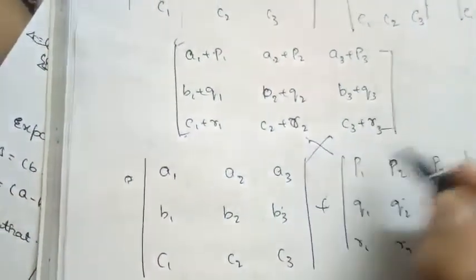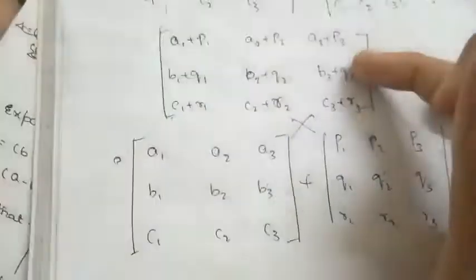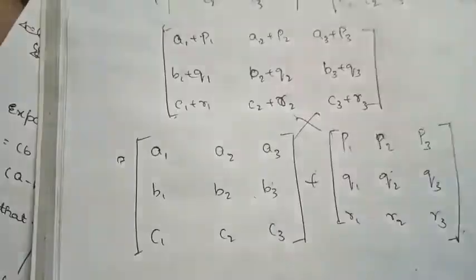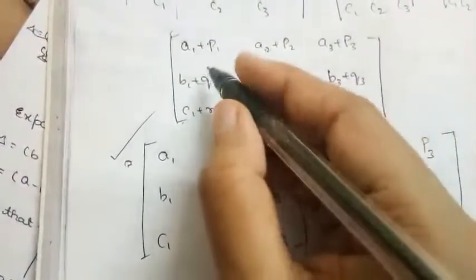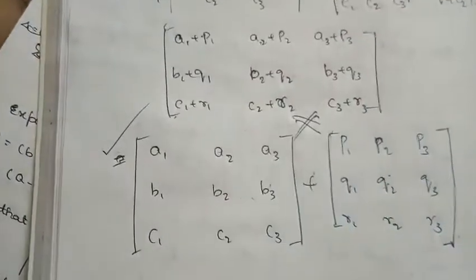Suppose it is a matrix, then you can express that matrix in this manner. But if it is a determinant, it is wrong. If it is a matrix, then you can express it as a sum of two or more matrices like this, but if it is a determinant, expressing it in this manner is wrong. So make note of this.